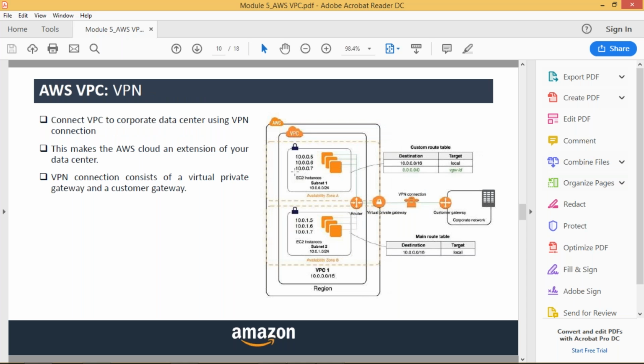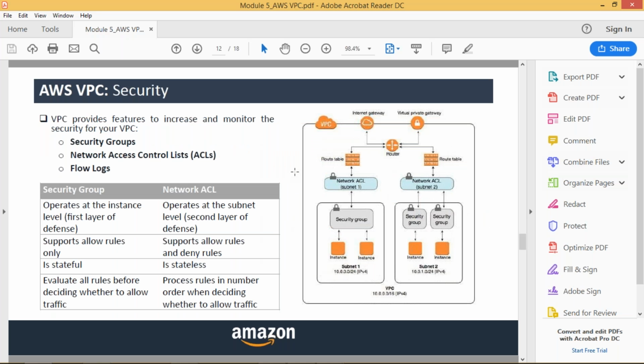Okay, and then it is the VPN connectivity. Connect to the VPC from corporate data centers using VPN connections and AWS extensions for your data centers. And this is also a very important prospect from the security point of view. First of all, once you're going for an interview or appearing for the AWS Solutions Architect exam, you have to provide some information on the security group and network access list. And what is the difference between the two?